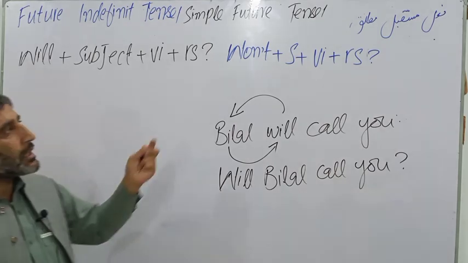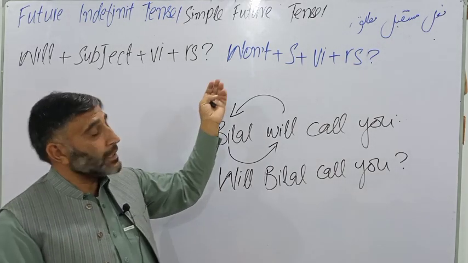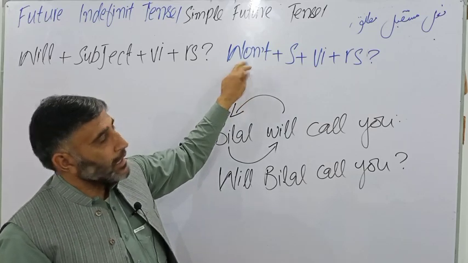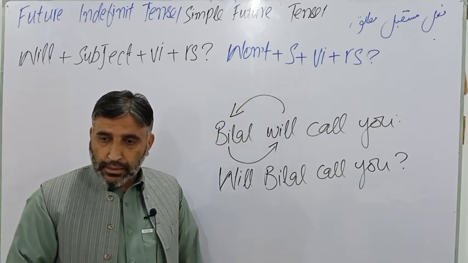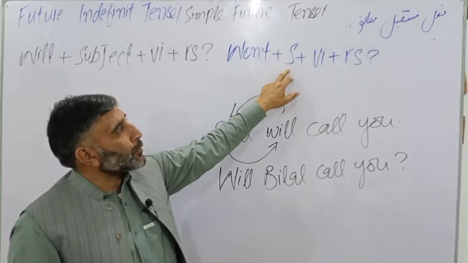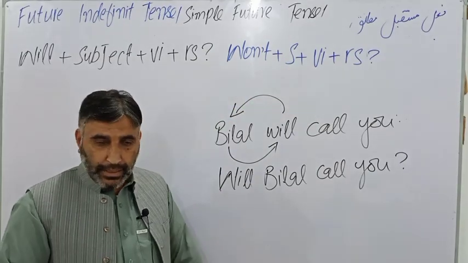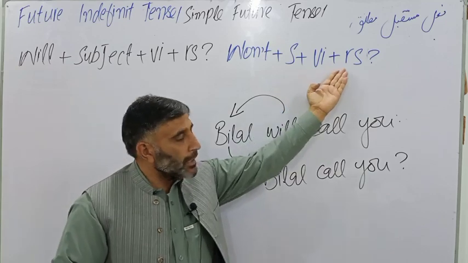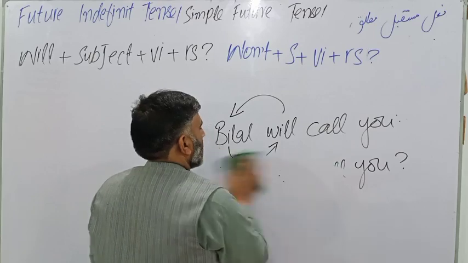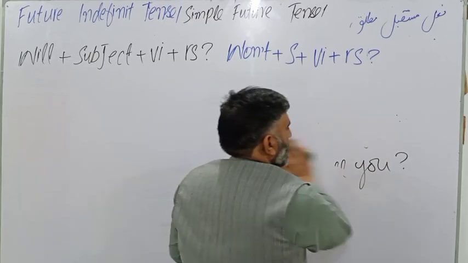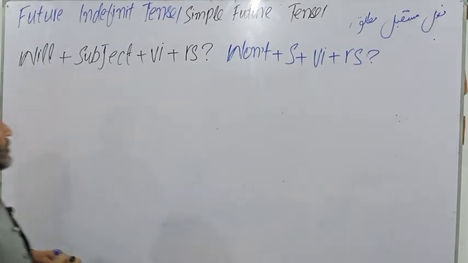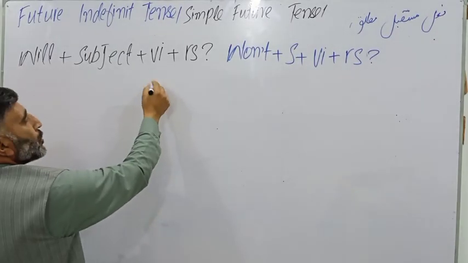And if the structure is negative interrogative, then we use won't in the beginning. Will not's contraction form is won't, so we use won't in the beginning. After won't we use the subject, and after that the verb first form, and then the rest of the sentence. For example, if I ask you, will you go to Peshawar?